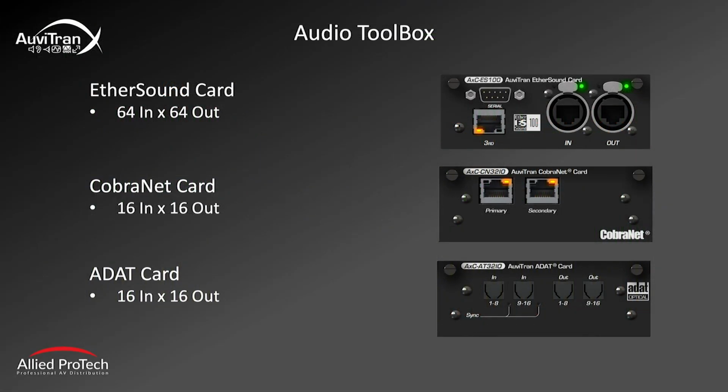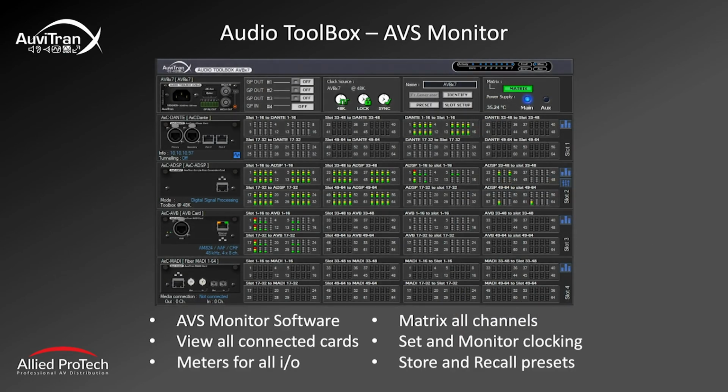I should also mention that we do have cards for legacy protocols. Here you can see our cards for EtherSound, CobraNet, and ADAT. So if you need to interface a new Dante front end with an old CobraNet system, for example, well, we can make that happen. Now let's go back quickly to that interface for the audio toolbox.